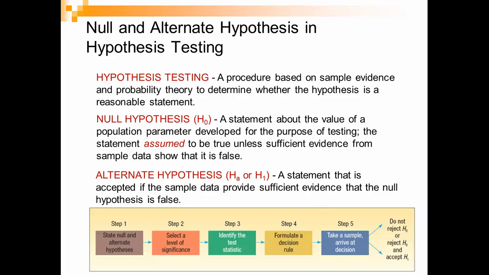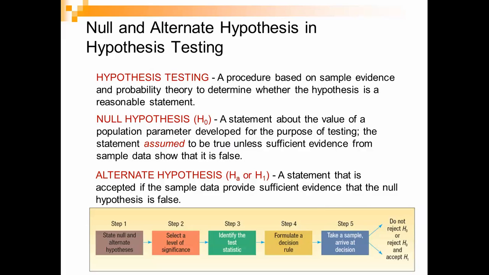So what's the hypothesis test then? Well, we use the null and alternate hypothesis in hypothesis testing. And hypothesis testing is a procedure based on sample evidence and probability theory to determine whether the hypothesis is a reasonable statement. So what we're doing is we're saying, hey, let's take a look at this, and let's say, is it reasonable for this event to occur just randomly, or is something going on here?